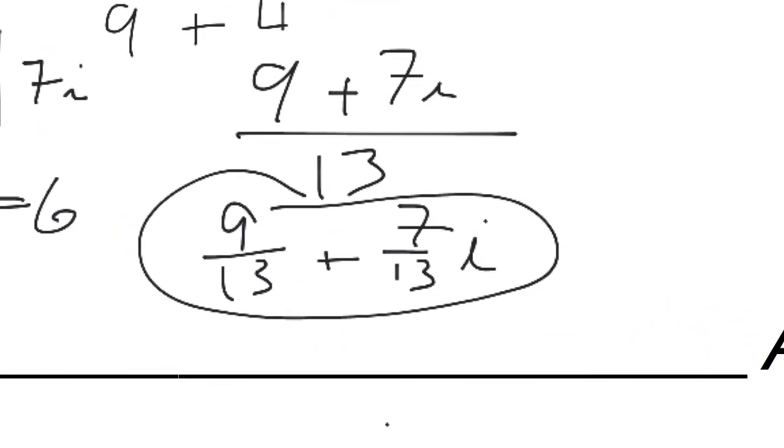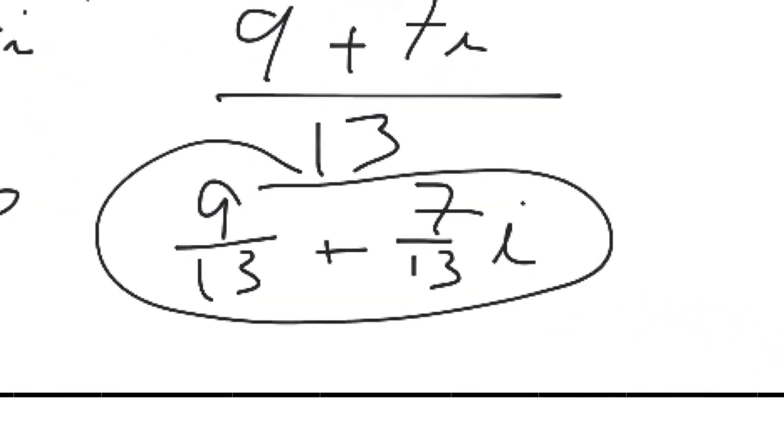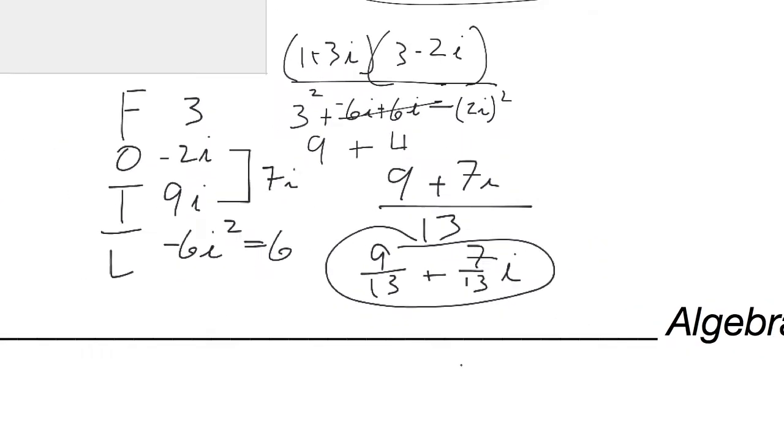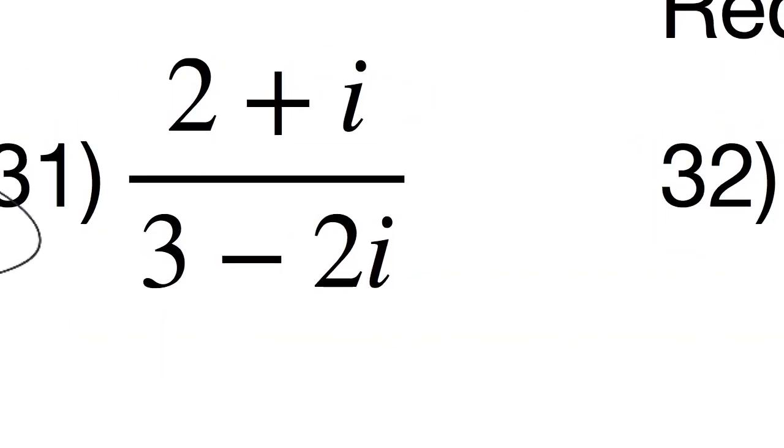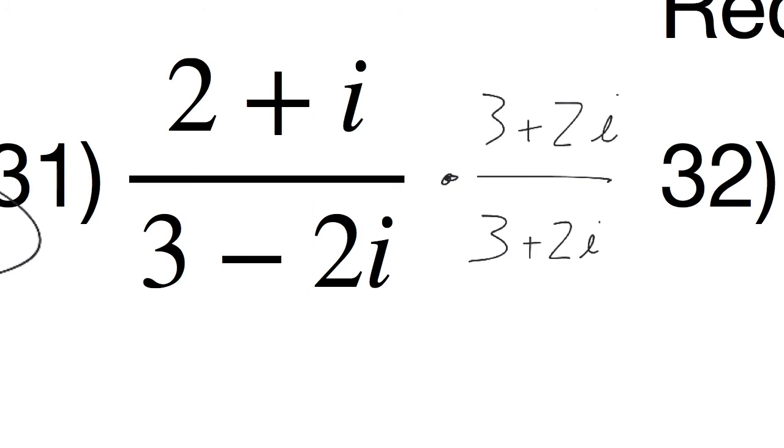A plus bi would be 9 over 13 would be a, and then 7 over 13 would be b. Here, again, multiplied by the conjugate. The conjugate of the denominator is 3 plus 2i. Well, this conjugate looks really familiar.